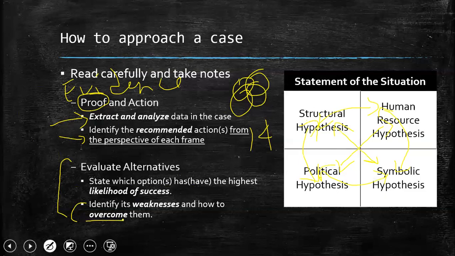Now, I just want to point out that this part is a challenge. There's no question about it. Finding the proof and making recommended actions is absolutely a challenge. This part, evaluating alternatives, specifically identifying the weaknesses of the choices that you've made and how you're going to overcome them, that is a key. Leaders do that. Leaders see through the mist, so to speak, to understand and identify what's happening, what are the challenges to that, and how to maybe get around it, resolve it, avoid it, whatever it might be.